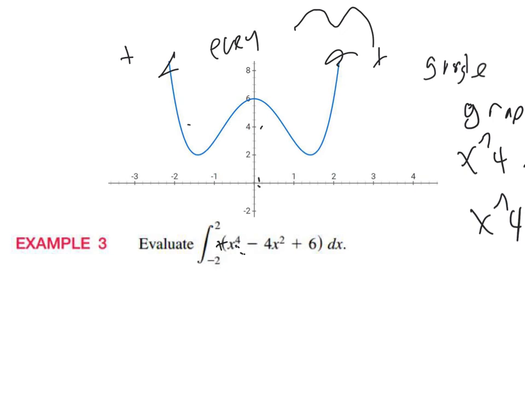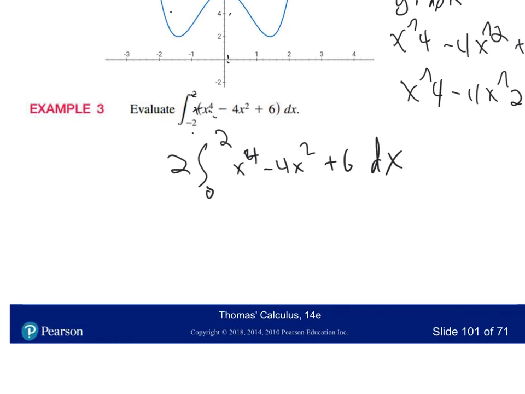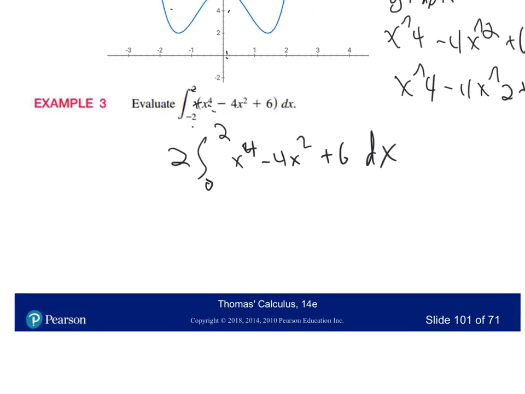Yes, I could integrate from -2 to 2, but I don't have to. It'll work a little faster if I just go from 0 to 2 and times it by 2. The integral of x to the fourth, it wasn't 4x to the fourth, it was just x to the fourth, minus 4x squared plus 6 dx. I don't know why I'm doing this one. You guys can do this yourself.